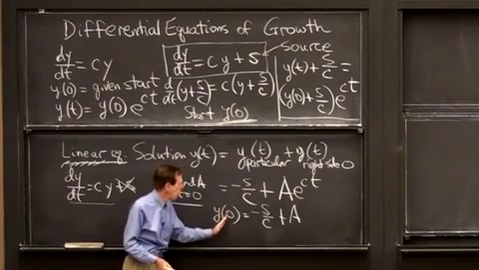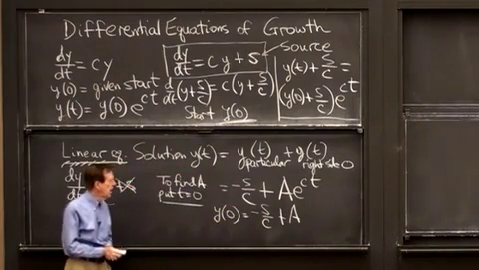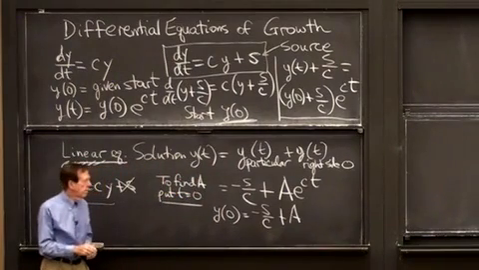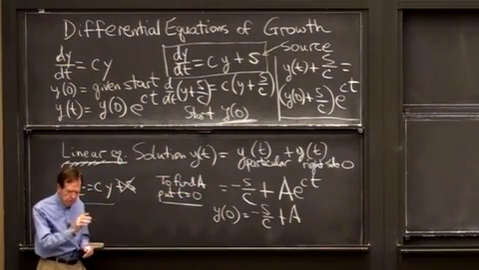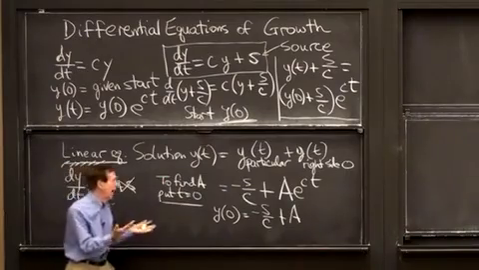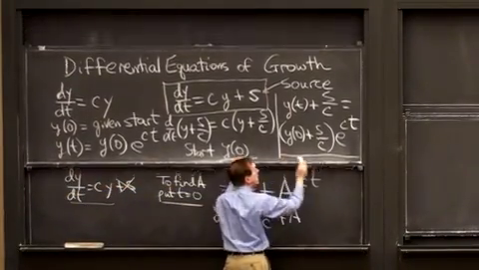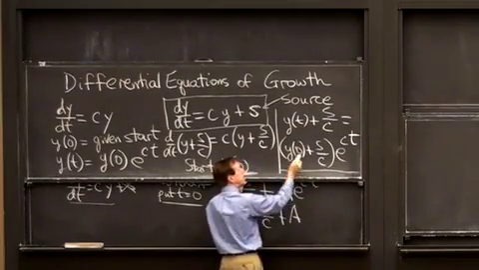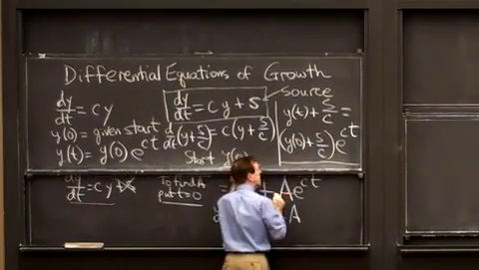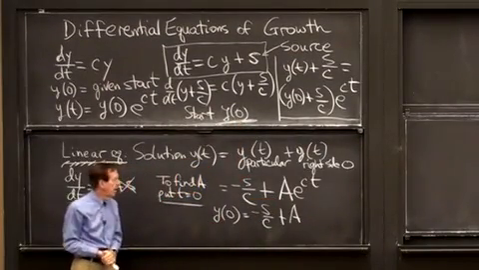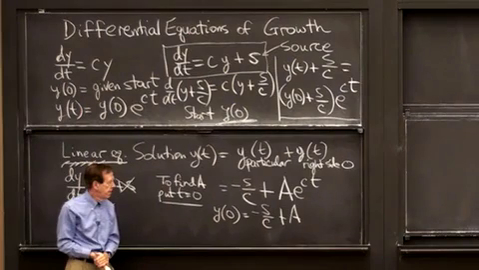A is y of 0 plus s over c, and that's the thing that multiplies the e to the ct. And of course, it did it up here. Up here, what multiplied the e to the ct was this y of 0 plus s over c, which is exactly our a. Okay.